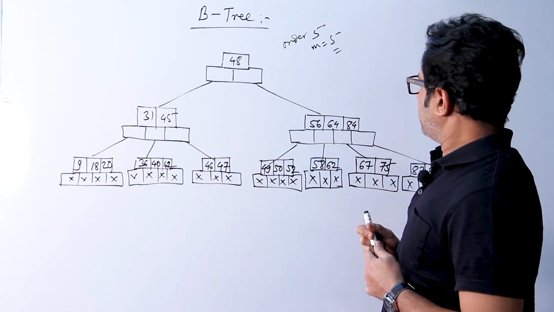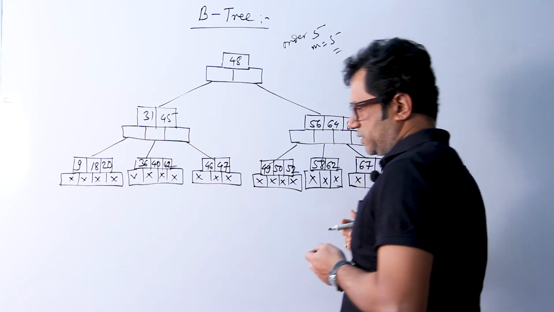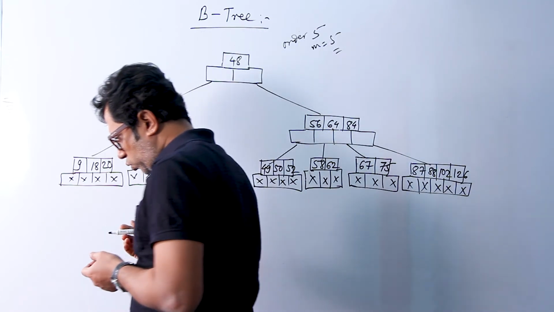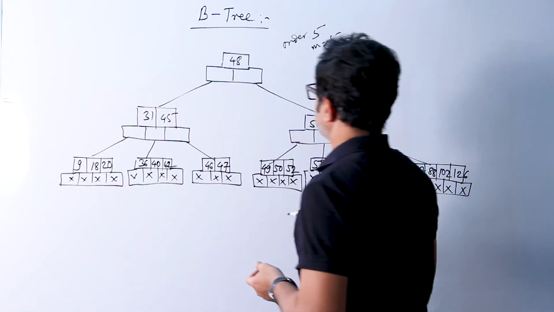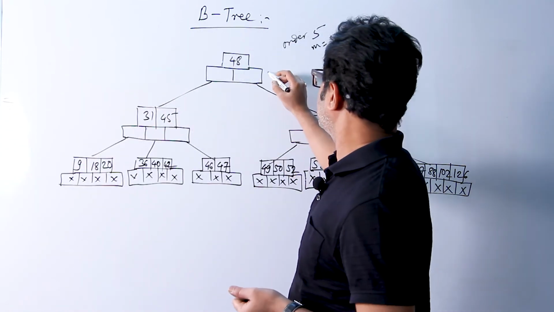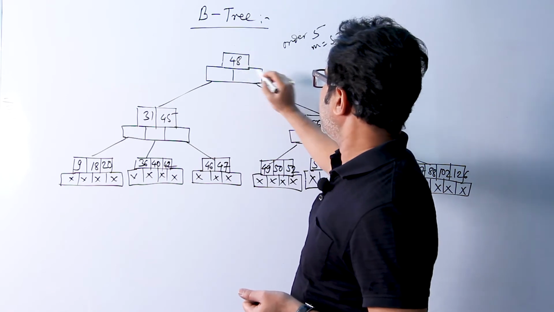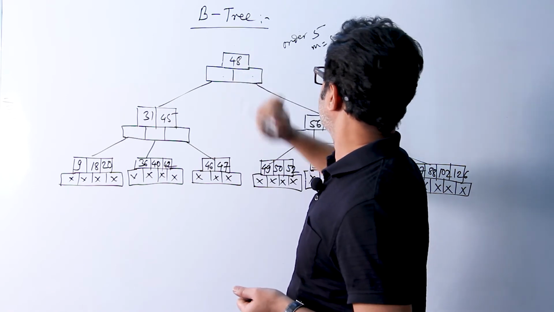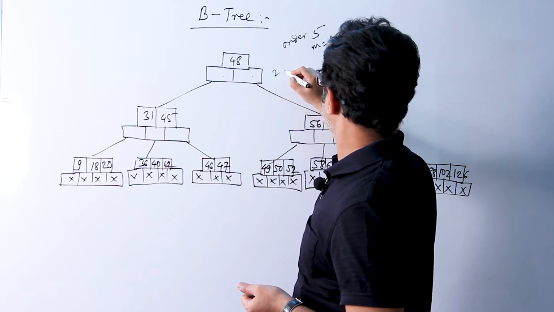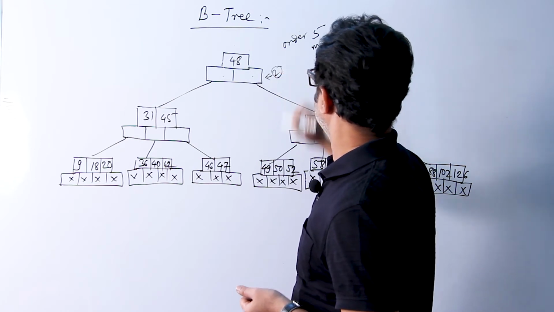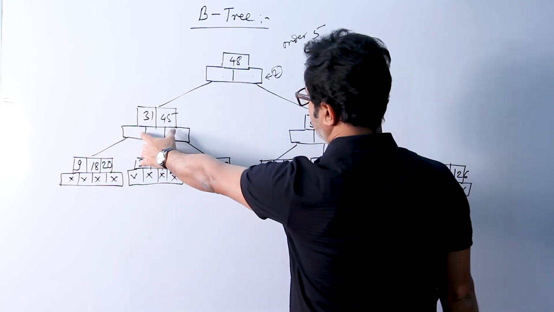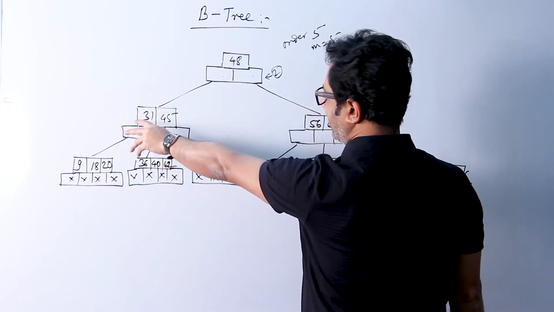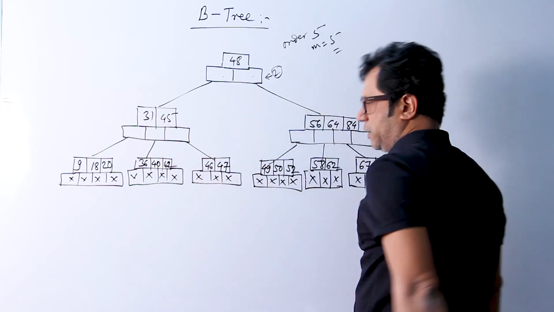If we analyze that, the first point says that the root has at least 2 child nodes and at most m child nodes. We can see that the root has at least 2 child nodes: the first child node and the second child node. And in the internal nodes we have seen that the number of key values is 1 less than the number of child nodes, that is okay.